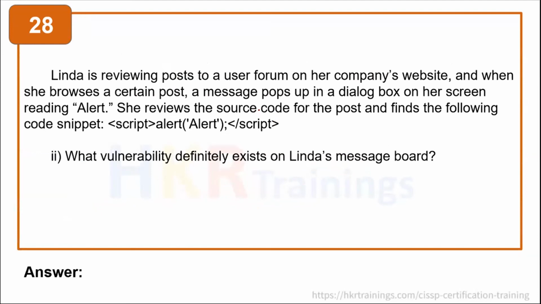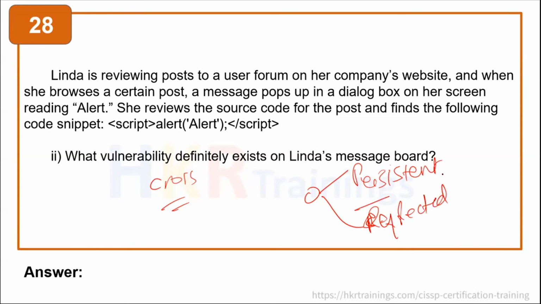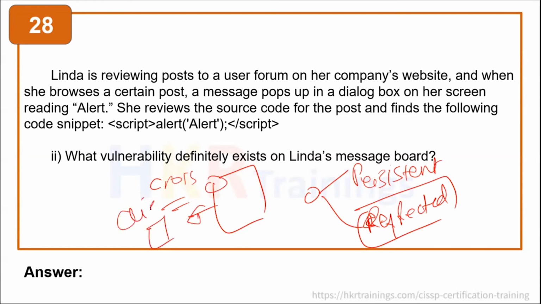The vulnerability in Linda's messaging board is cross-site scripting, which can be of two types. One is persistent, the other is reflected. What happens in reflected is when you load a website, some data is sent from the server to your client, which is your browser, and the browser, without thinking twice, parses whatever data the server has sent. In a reflected cross-site scripting attack, the malicious attacker simply modifies this request, and if the server is not filtering the content, it will simply reflect it back to the user, and the browser will parse it.